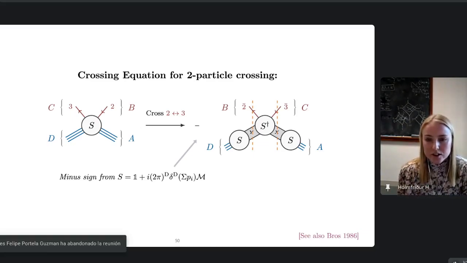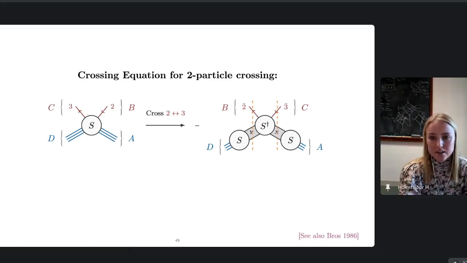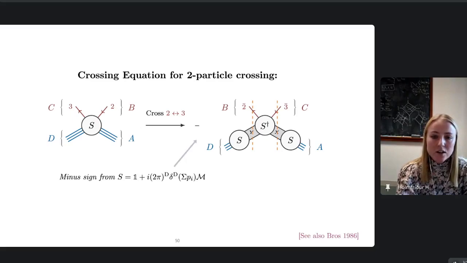One thing that I wanted to discuss is that at 2-to-2 crossing, this just goes back to the conjugated amplitude. And why is that? It's because of stability. If we just have one particle in A or one particle in D, those particles can't evolve to anything. So we have to take this S blob to be just one. Nothing can interact for these particles.